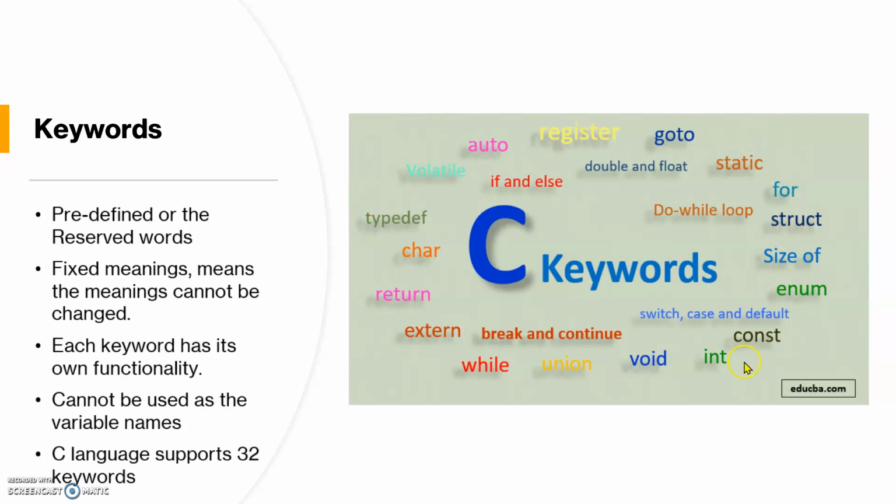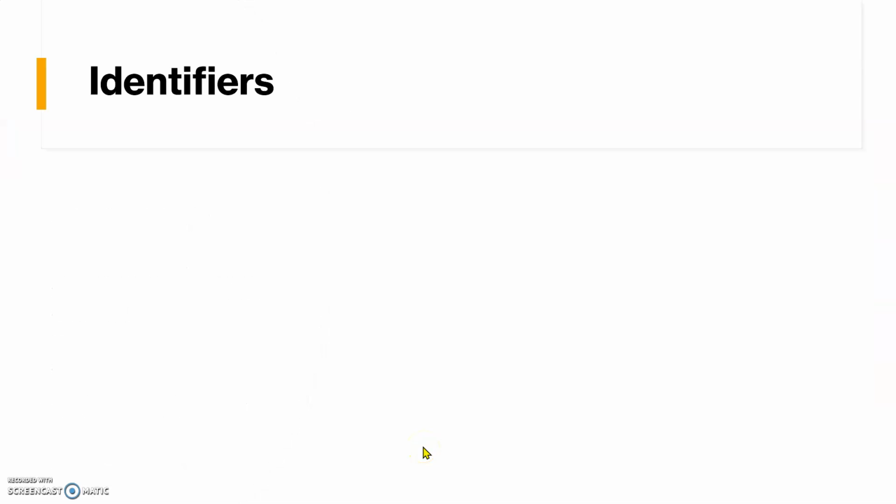If you see here, these are all the different keywords we have. Here, do while, make a note of this, all of you: D should be a small letter. There is a small mistake here, D should be of small letter. So these are all the 32 keywords we have in our C programming language.